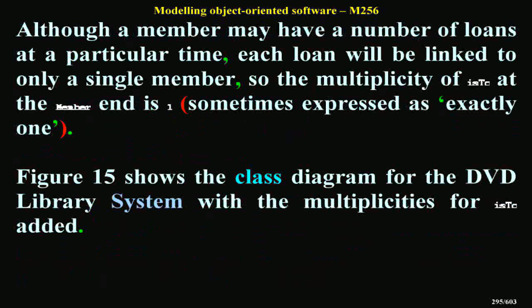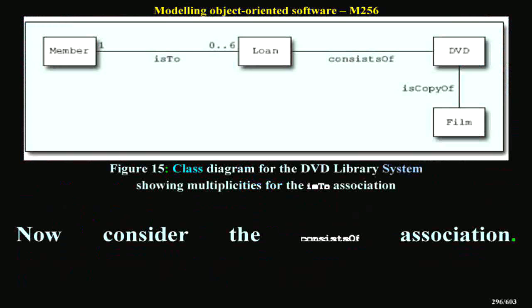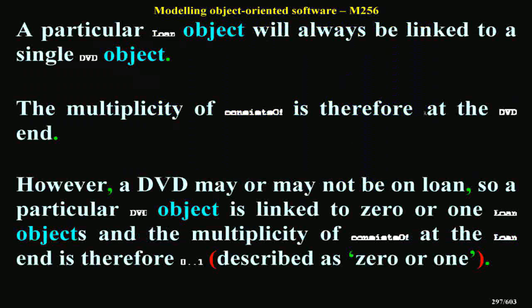Figure 15 shows the class diagram for the DVD library system with the multiplicities for added. Figure 15. Class diagram for the DVD library system showing multiplicities for the association. Now consider the association. A particular object will always be linked to a single object. The multiplicity of is therefore at the end. However, a DVD may or may not be on loan, so a particular object is linked to 0 or 1 objects and the multiplicity of at the end is therefore described as 0 or 1.